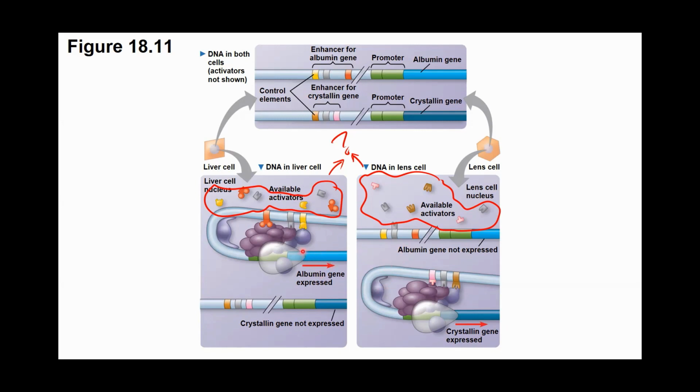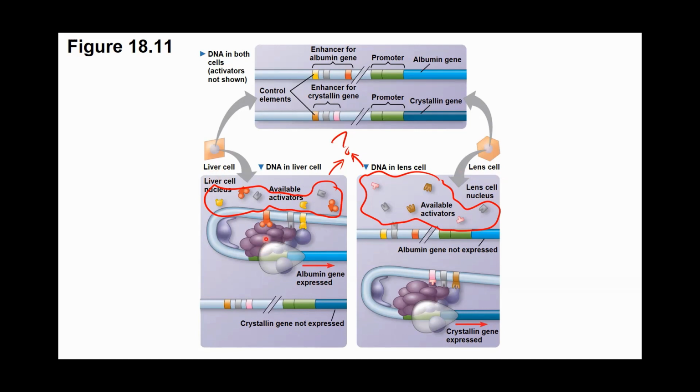So there are maybe hundreds of genes that are expressed in a liver cell but not in a lens cell, and vice versa. So you will have hundreds of genes expressed in a lens cell but not in a liver cell. And these differences in gene expression are causing this cell to differentiate into a lens cell, and this cell to differentiate into a liver cell.